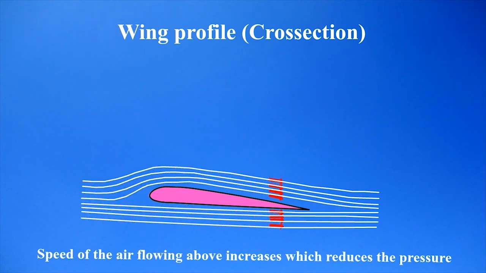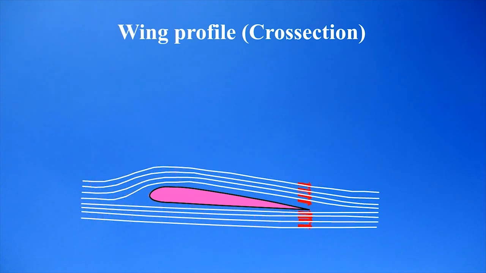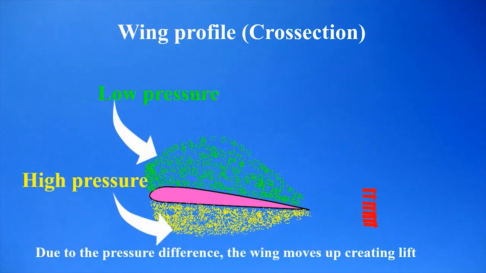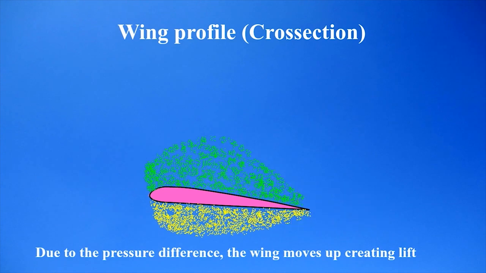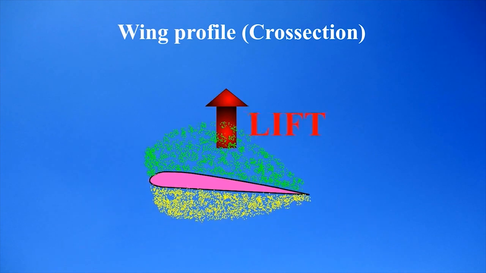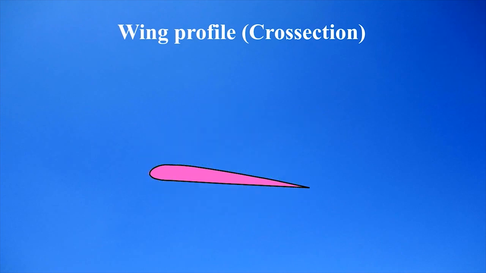below the wing. As per Bernoulli's principle, due to the increase in airspeed, the pressure decreases at the top of the wing. Comparatively, the bottom of the wing has a higher pressure. This pressure difference pushes the wing upwards, thus creating the lift.